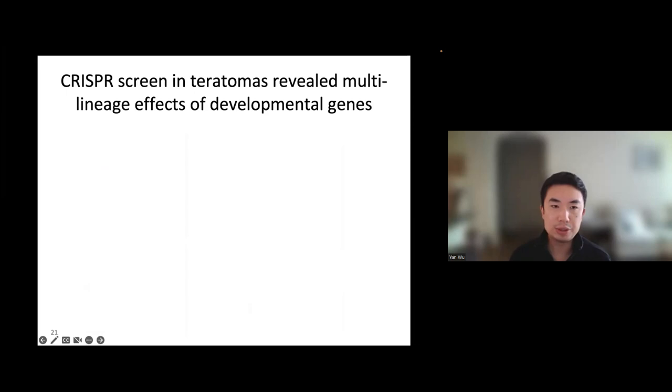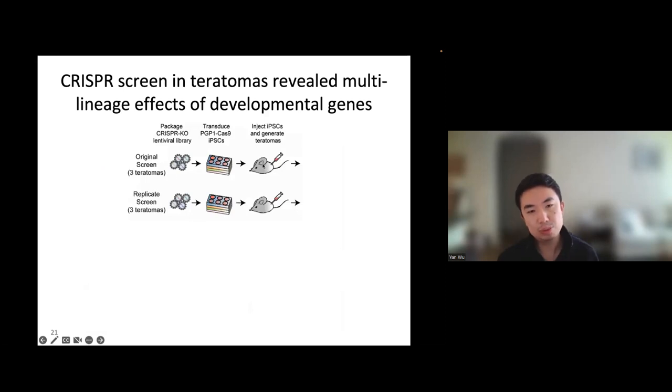So next, we looked to do a CRISPR screen in teratomas, where we essentially did two separate replicate screens with three teratomas each. And the way this worked was we packaged a CRISPR library into a lentivirus library, transduced PGP1 Cas9 iPSCs with this library, and then injected these iPSCs into the mouse to generate teratomas, to create these mosaic teratomas with 24 different genotypes. We knocked out 24 key embryonic regulators that were known to be embryonic lethal in mouse.